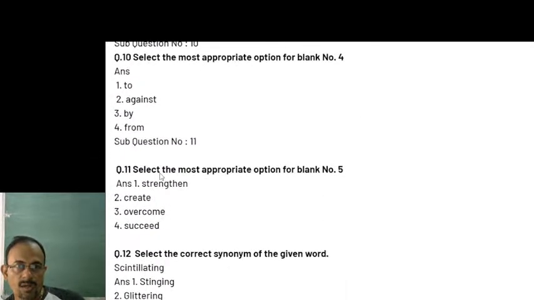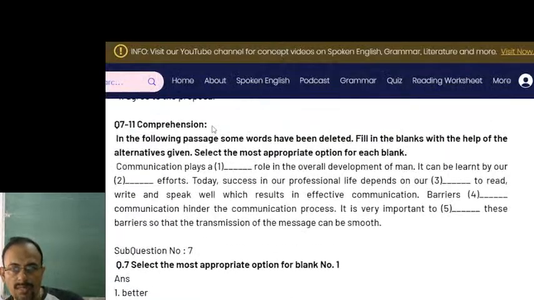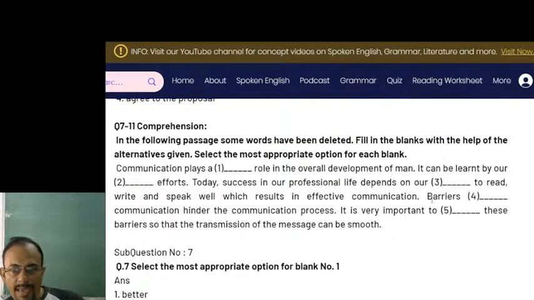Select the most appropriate option for blank number 4. Let's see. Barriers dash communication. Barriers means those that interrupt our communication, those that act as a barrier, act as an interruption, right? So barriers dash communication hinder the communication process. Hinder means stops the communication process.